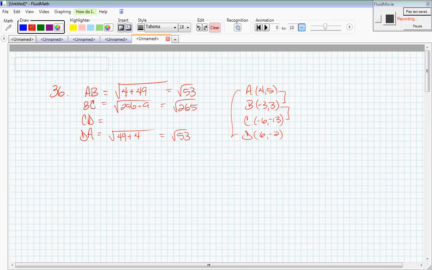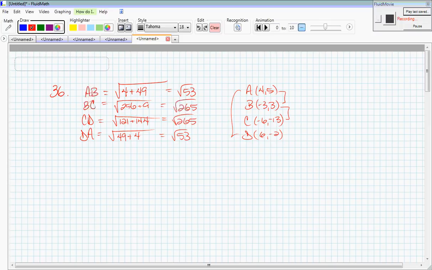Let's go ahead. We need to make sure CD is equal to the square root of 265 as well. So here we have CD, negative 3 minus a negative 2, which would be plus 2, so that would be 11 squared. Negative 13 minus a negative 2 would be plus 2, which would be 11, which would be 121. And then we have negative 6 minus 6, which would be 12, which would be 144. And 121 plus 144 is equivalent to 265.